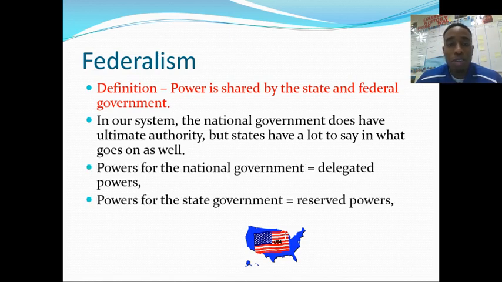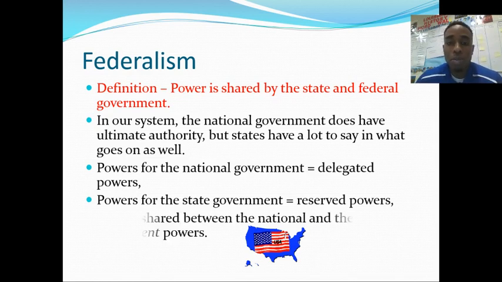And the 2 different powers, the powers for the national government, as you can see on the screen here, are delegated powers. In the Constitution, they're delegated because they're identified as specific things that they do, and the powers for the state are reserved powers. Powers that may not be specifically identified in the Constitution, but are reserved for the states, even though they're not listed specifically. And the shared powers are considered concurrent powers. This is just another fancy way to say shared. Concurrent powers that they both share.